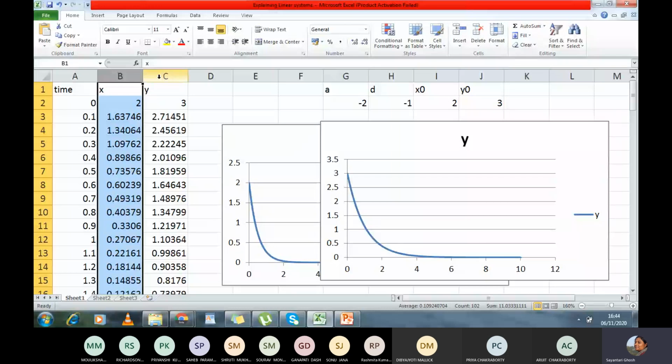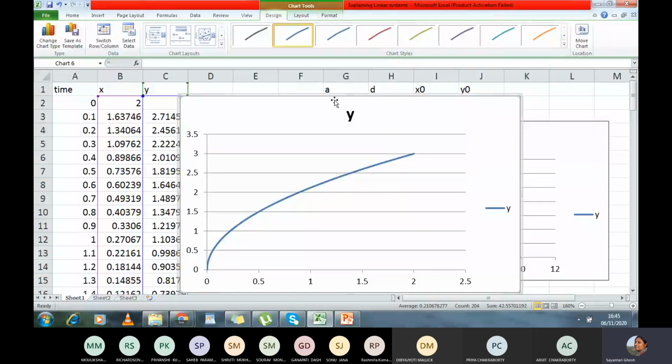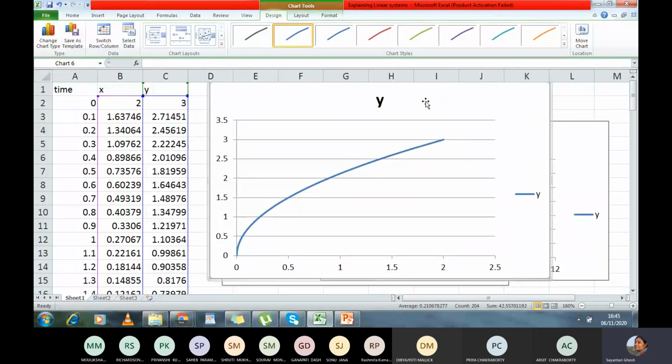So let us try to plot x versus y now. Okay, let us try to plot x versus y, and this is the kind of graph that I was trying to draw in the last class.